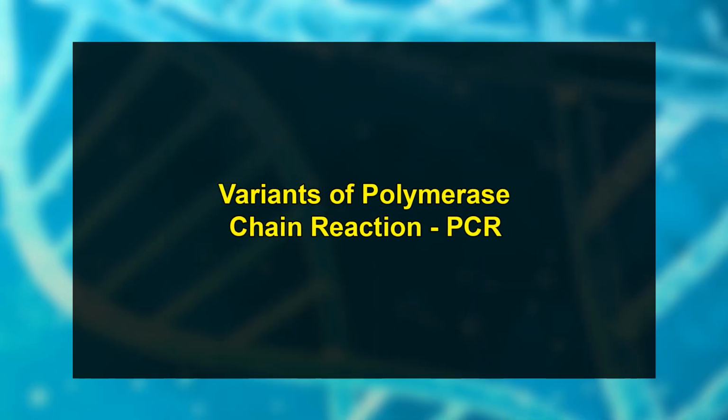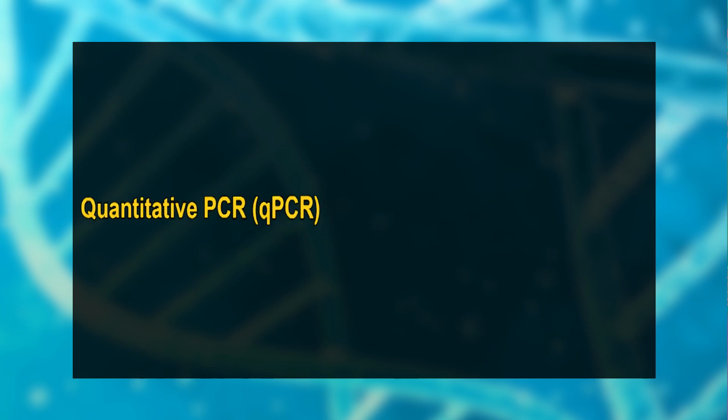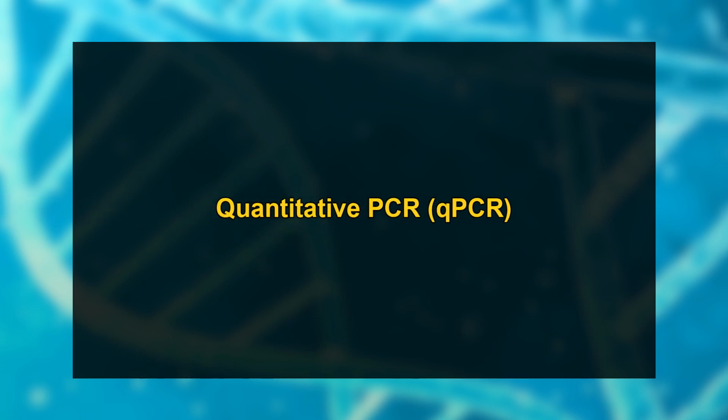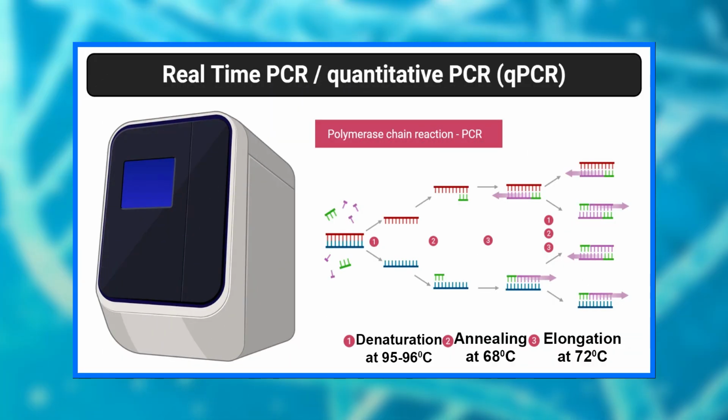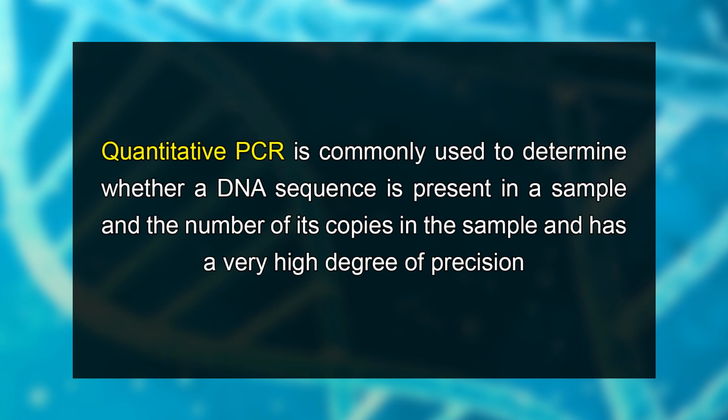Dear students, let's discuss the variants of PCR. First, the quantitative PCR or qPCR. It is used to measure the quantity of a target sequence, commonly in real time. It quantitatively measures starting amounts of DNA, cDNA or RNA. Quantitative PCR is commonly used to determine whether a DNA sequence is present in a sample and the number of its copies in the sample.